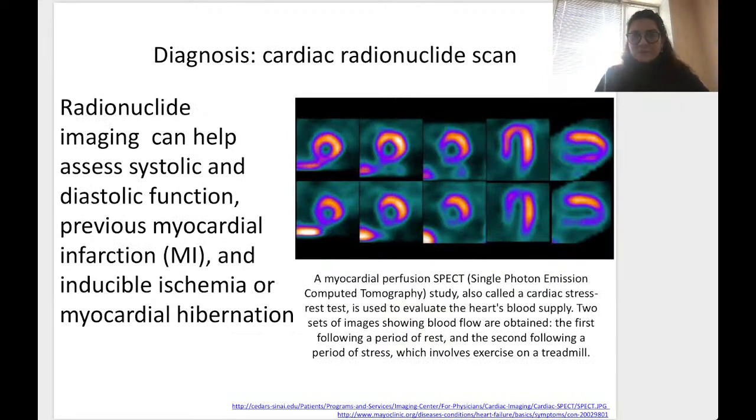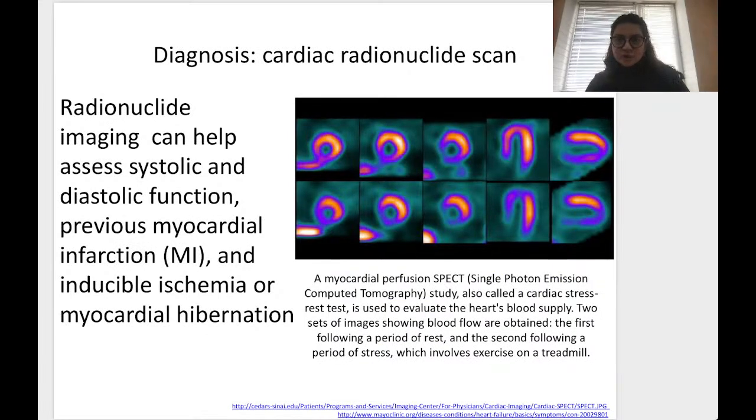Additionally to the main test, in some cases we need tests like cardiac radionuclide scan. It looks like this. It can help assess systolic and diastolic function, previous myocardial infarction, and inducible ischemia or myocardial hibernation. And you see here a picture. It is with myocardial perfusion. We name it SPECT test, or single photon emission computed tomography.